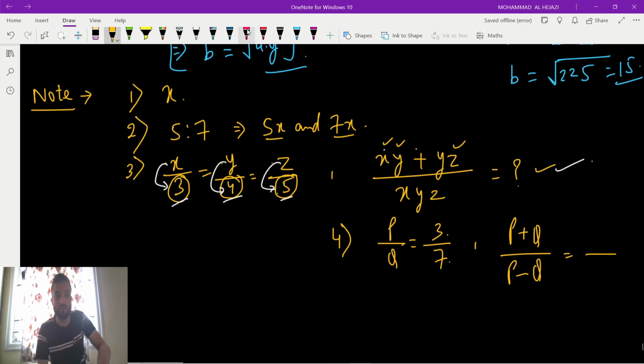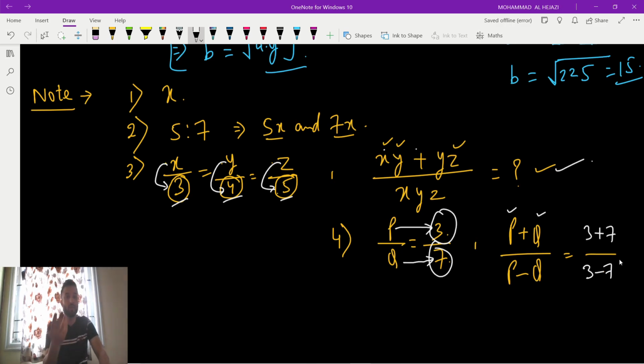Means what we know: if we get the value of p and the value of q and substitute here, we will get the answer. So in this condition, what is the value of p? Numerator is equal to numerator, denominator is equal to denominator. So p value is 3, q value is 7. So we'll substitute it here: p value is 3 plus q value is 7. That's it.